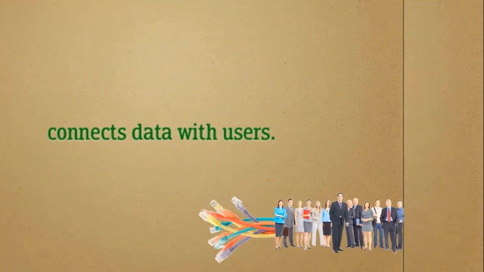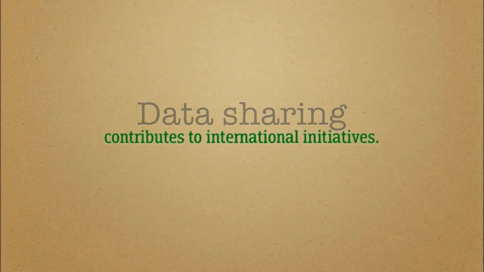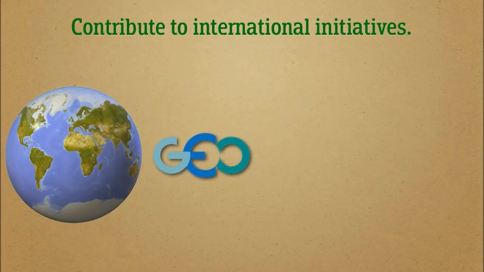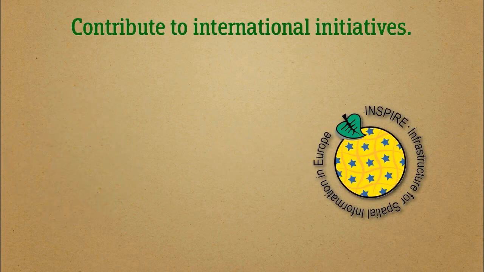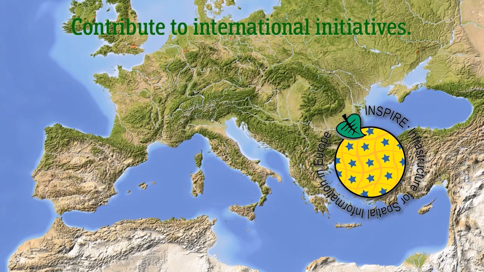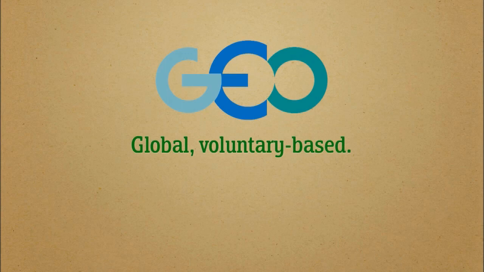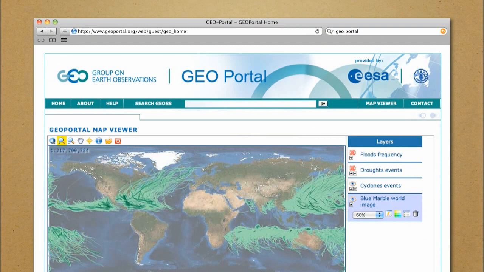Data sharing contributes to new international efforts such as GEOSS and INSPIRE, to bring environmental data into the hands of users. The Global Earth Observation System of Systems is a global initiative based on countries and organizations who volunteer to release their environmental data at the lowest possible cost and as fast as possible. The data made available can be found and visualized on the GEO data portal, and then manipulated through a variety of decision support applications.